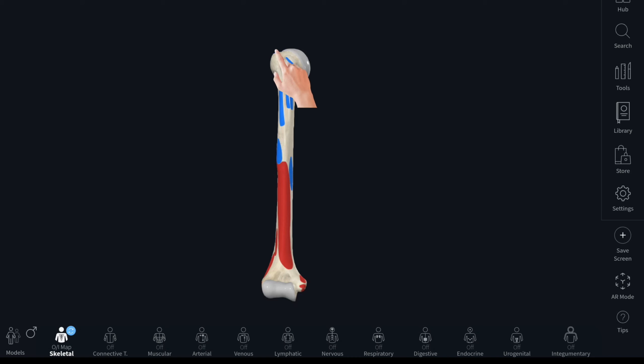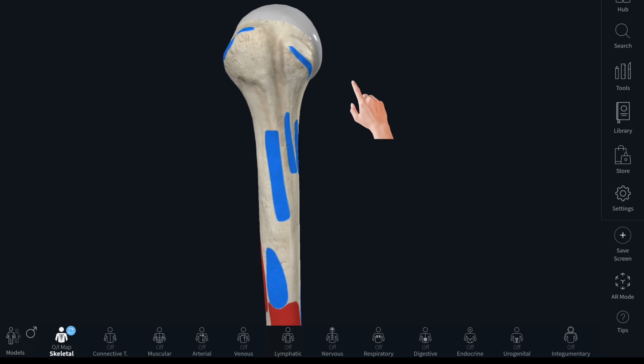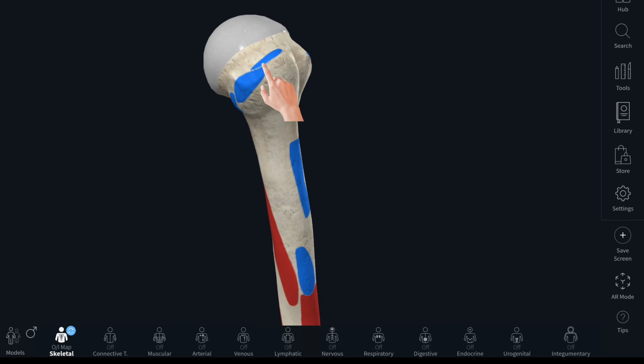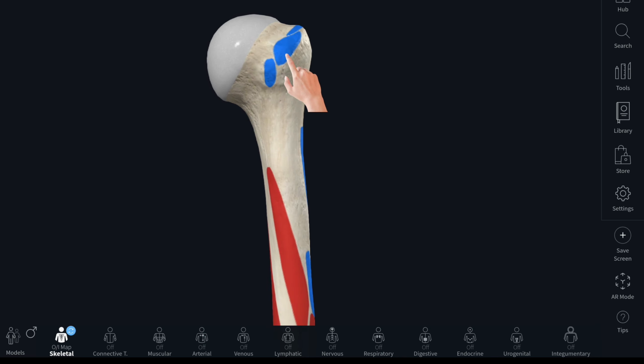In this video, I will demonstrate the muscle attachments of humerus. The multipennate subscapularis is inserted into the lesser tubercle. The supraspinatus is inserted into the uppermost impression on the greater tubercle. The infraspinatus is inserted into the middle impression on the greater tubercle. The teres minor is inserted into the lower impression on the greater tubercle.